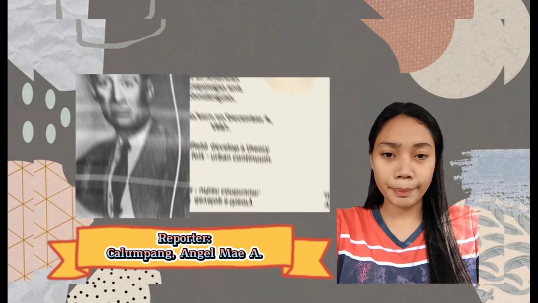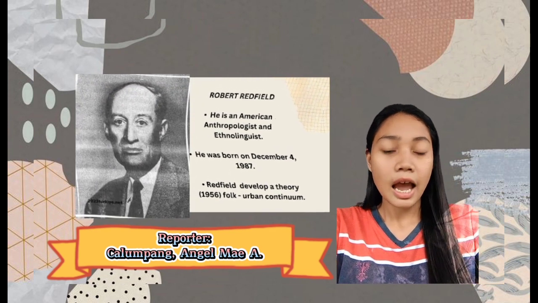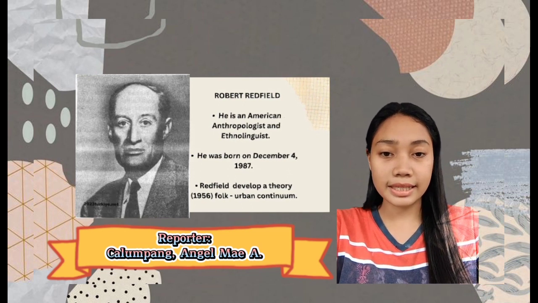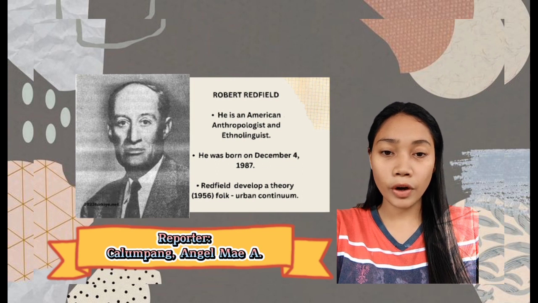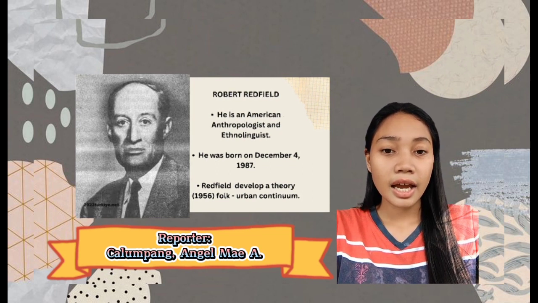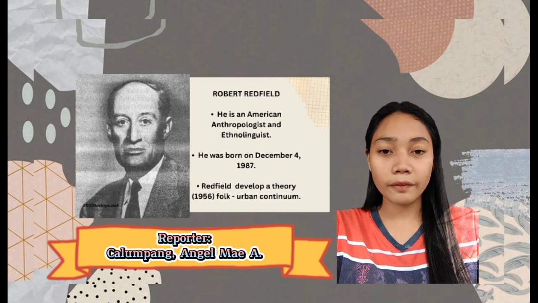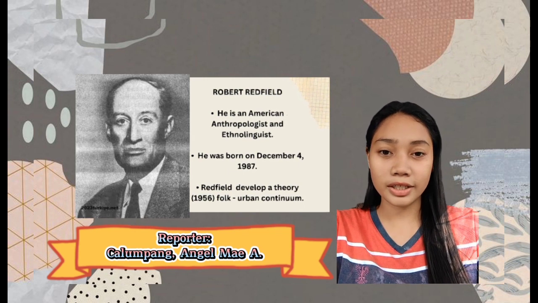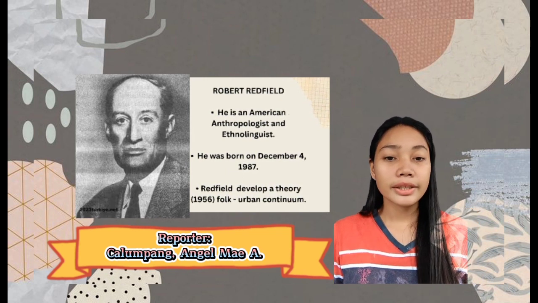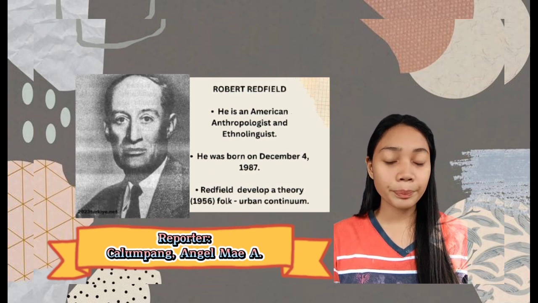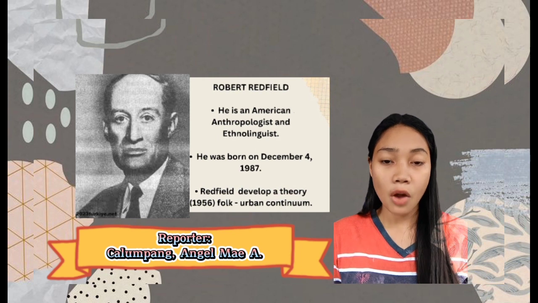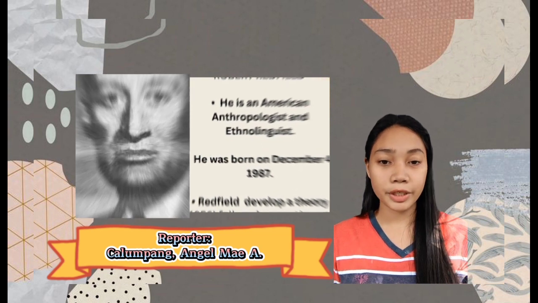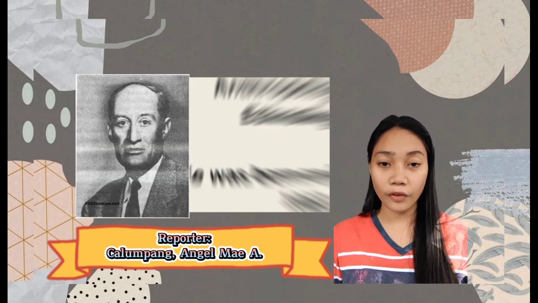As you've seen in the picture, it is Robert Redfield. Robert Redfield is an American anthropologist and ethnolinguist. He was born on December 4, 1897, and he is the person who developed the folk-urban continuum. The reason why Robert Redfield developed the folk-urban continuum theory in 1956 is to account for the differences between the urban society and the folk society.